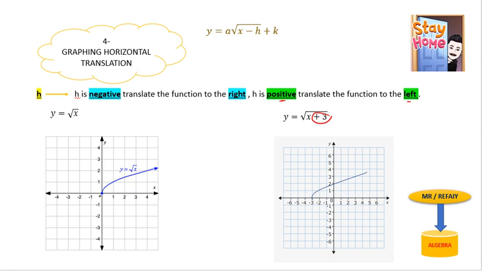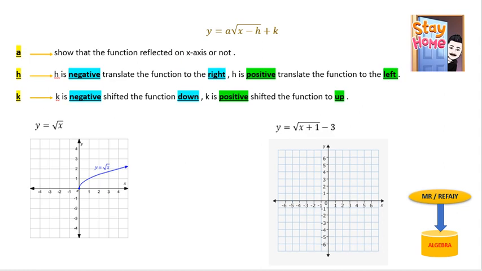Now in general, all of these functions depend on a, h, and k. What is the importance of a? A shows whether the function is reflected on the x-axis or not. If a is positive, it's in this form. But if a is negative, it will go downward this way.